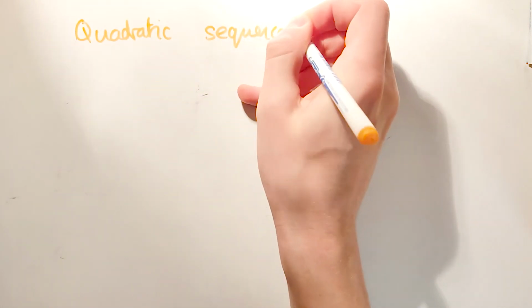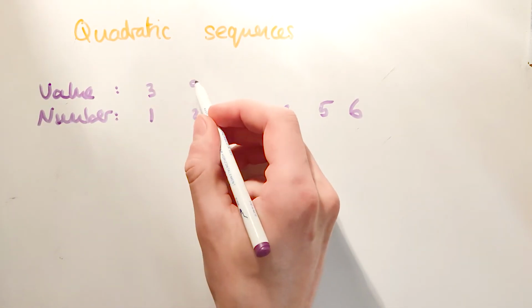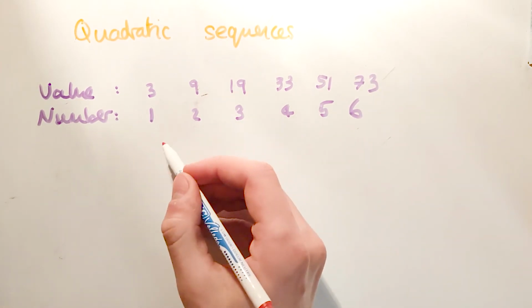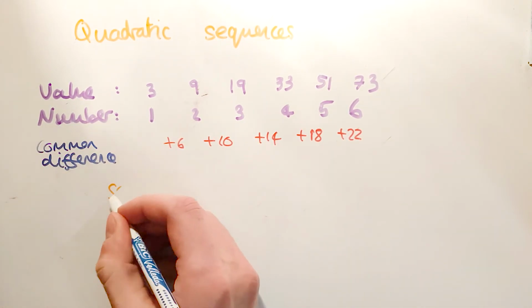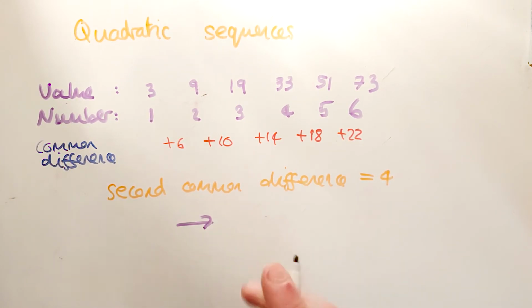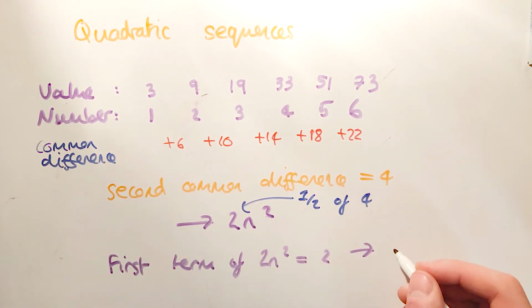At higher level, you'll have to find an nth term expression for quadratic sequences. First, let's write down the common difference between each term. Notice that this isn't constant. Then, we find the second common difference, or the common difference of the common differences. The coefficient of n squared is half of this. Then, we need to find out how much we need to add or subtract to each term to get the nth term expression.